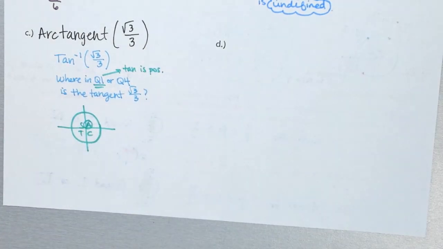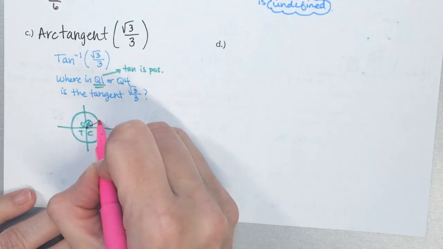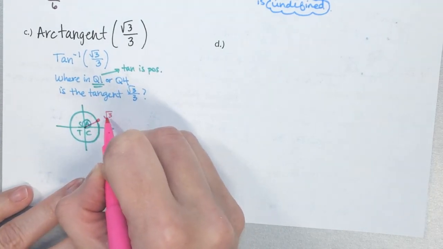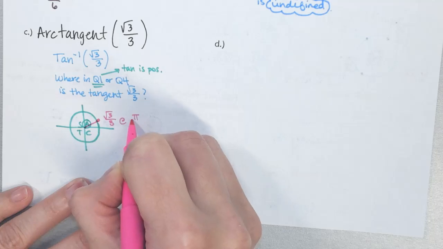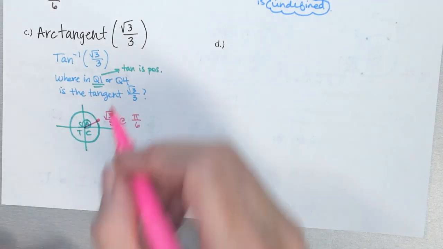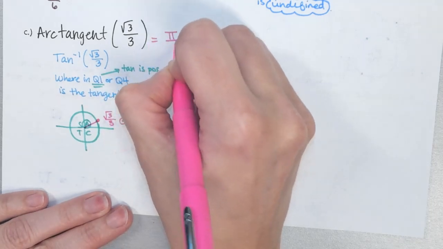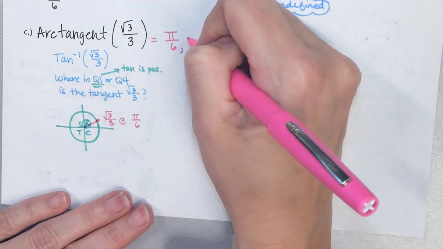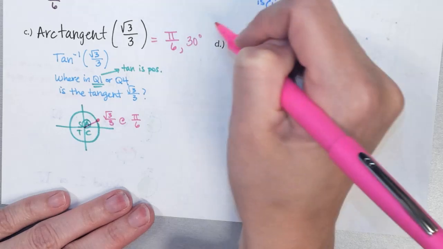Okay, root 3 over 3. And then based on what we did today, do you guys remember where it's root 3 over 3? Yep. So it's root 3 over 3 at pi over 6. Okay, so your answer for this is pi over 6, which is what in degrees? 30 degrees.